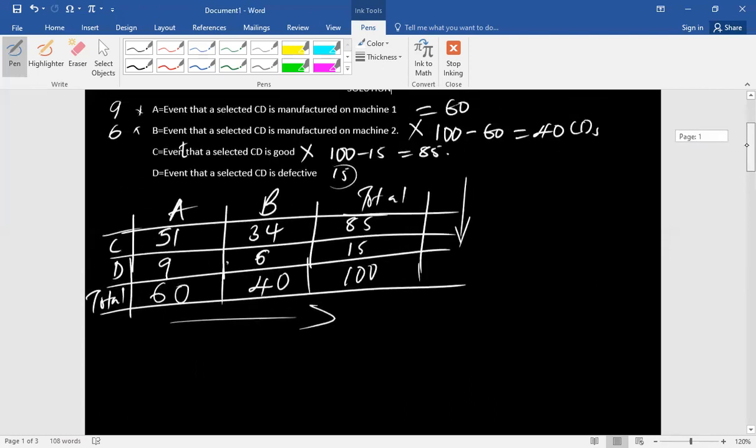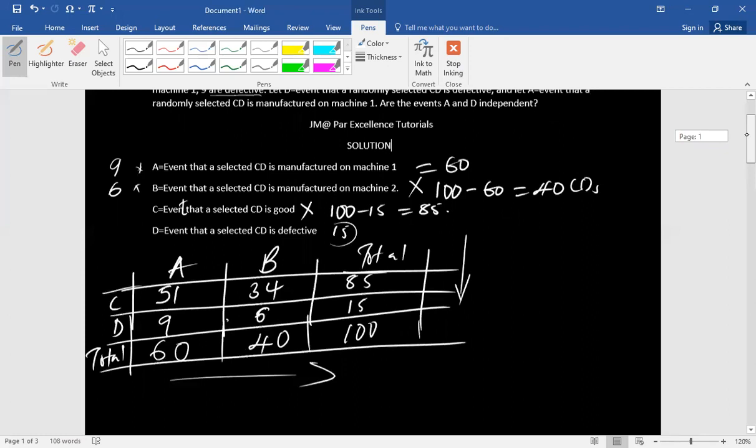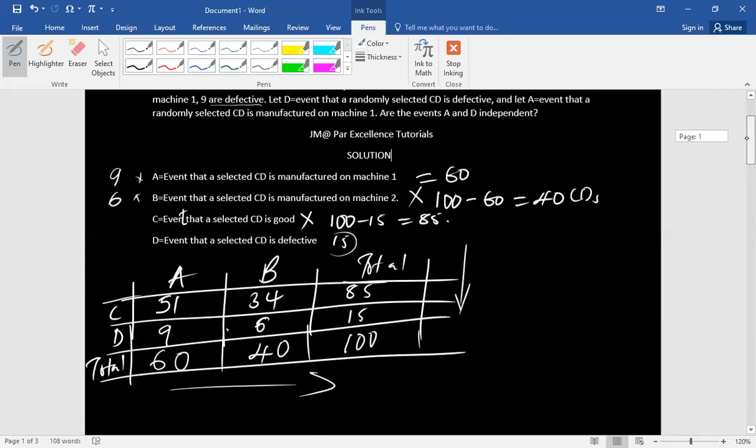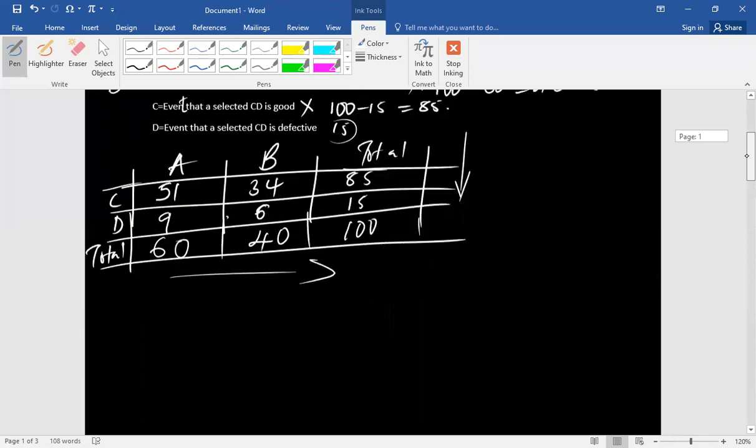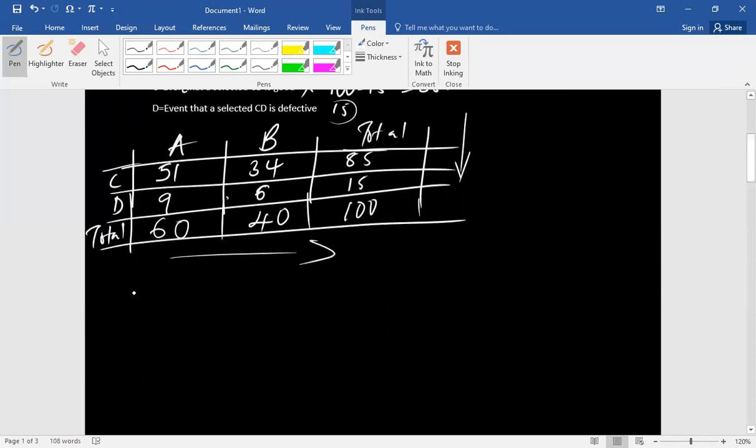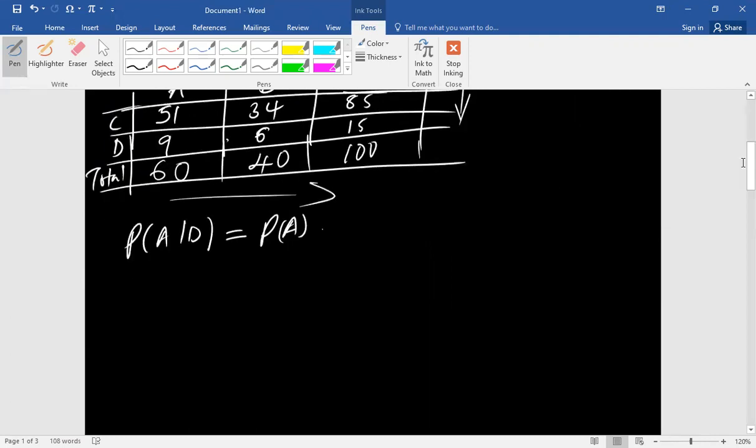So now let's solve this problem. The question says, are events A and D independent? Events A and D can only be independent if the probability of A given D is the same as the probability of A. This means that D has no influence on the probability of A. So whether event D happens or not, it won't change the probability of A. That's how we are going to prove this.